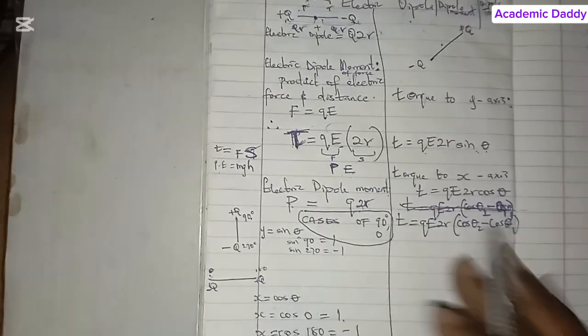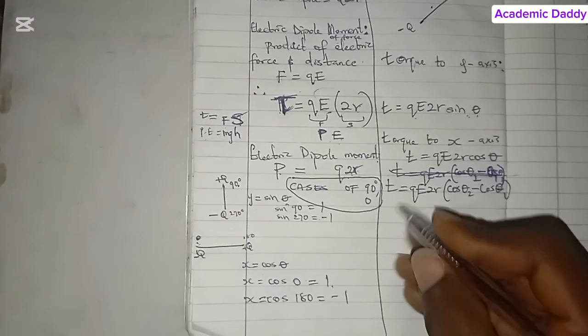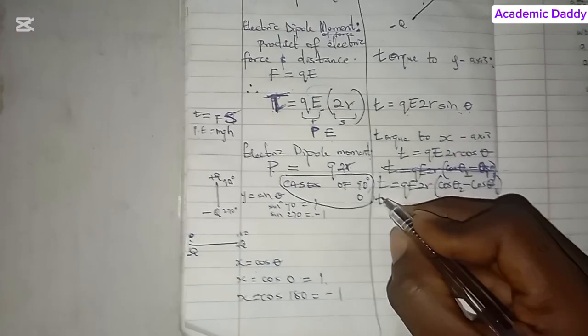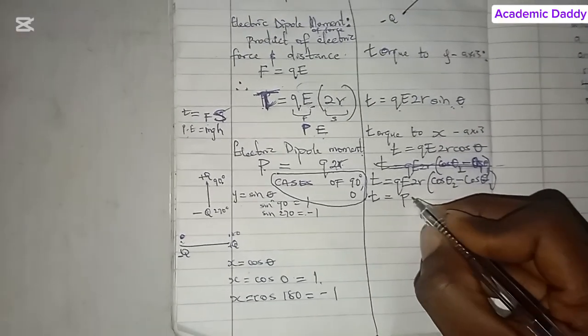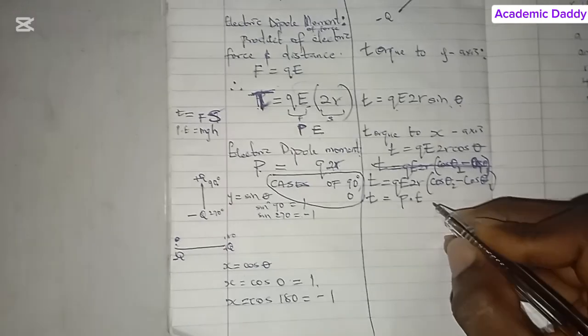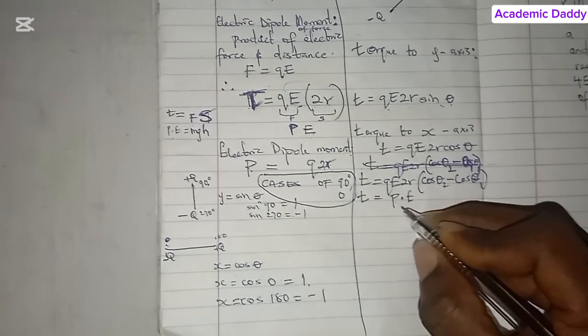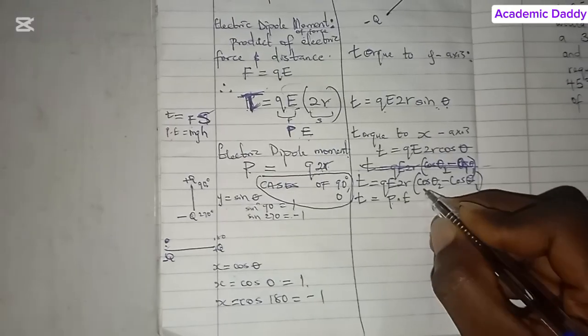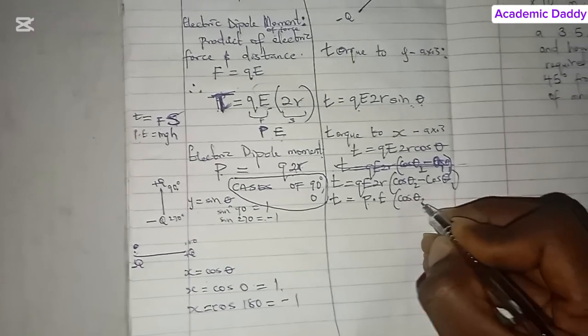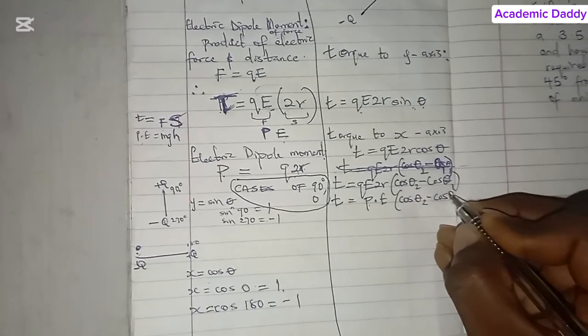So if I know this, I can simply say that anywhere I see QE2R, I can say that torque is equal to PE, potential energy, or you say dipole moment times electric field. They give you potential energy. So it is times cos theta 2 minus cos theta 1.